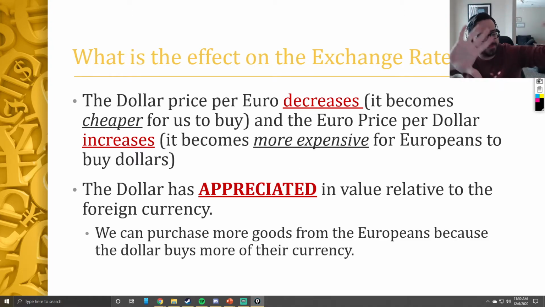Currency's worth more. What happens to imports? What happens to exports? Currency's worth more. Yeah, so we're like richer internationally. Got it, so we can import more. Good. But our currency's worth more, so what happens to exports?